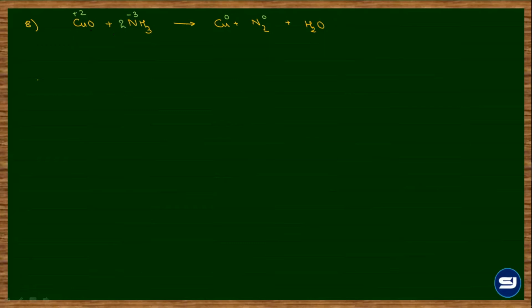Then copper is undergoing reduction and nitrogen is undergoing oxidation. So how much is the increase per atom? Minus 3 to 0, that's plus 3. And the number of atoms are how many? 2. So into 2, net increase हो जाएगा plus 6. Decrease per atom is of minus 2, and number of atoms are 1. So net decrease भी minus 2 ही होगा. अब LCM लेंगे तो 6 होगा.